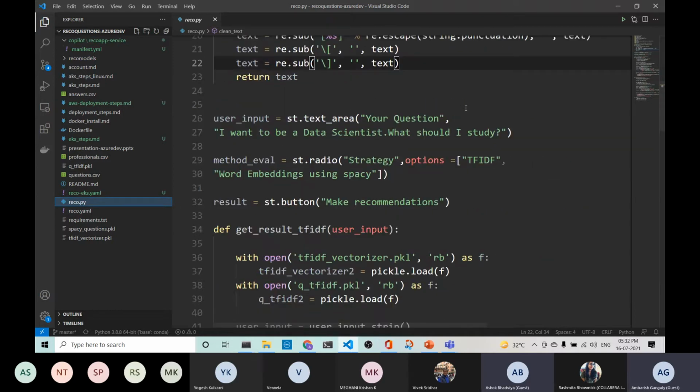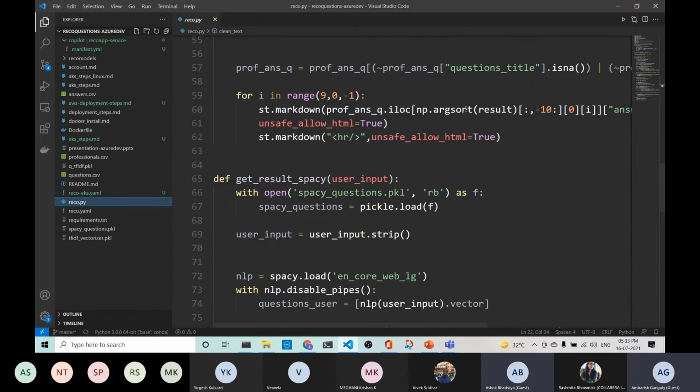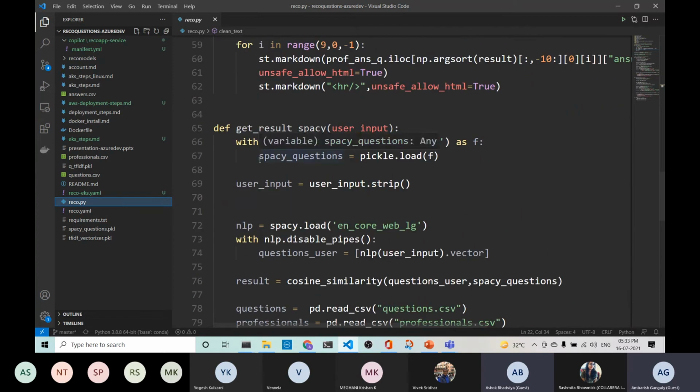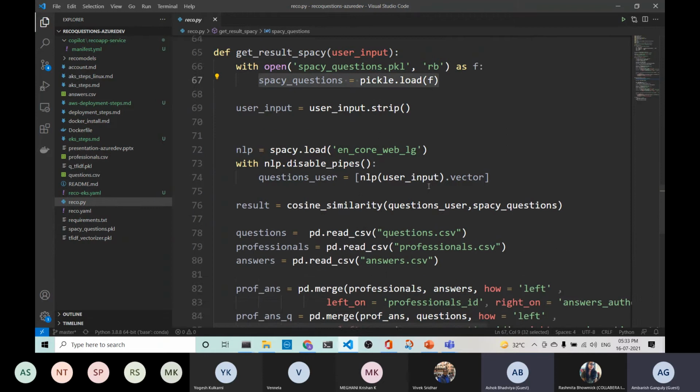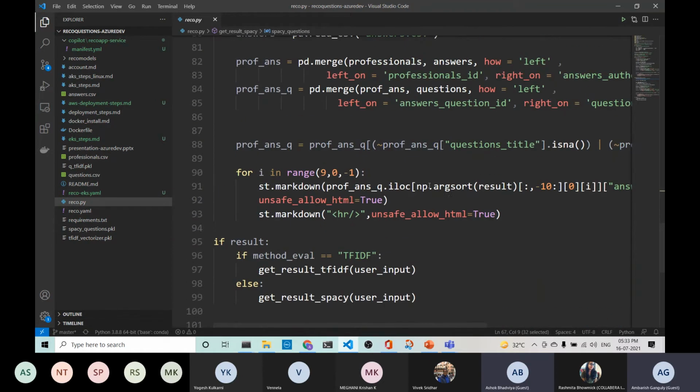So the same code is here. The only difference in this code is that I am loading it from here, where I have stored the spaCy questions. I'm loading it here and utilizing the same code and displaying it in a very nice manner. So the concept is the same, I'm just changing the UI, and you saw how it demonstrates. So this more or less completes the concept part of it.